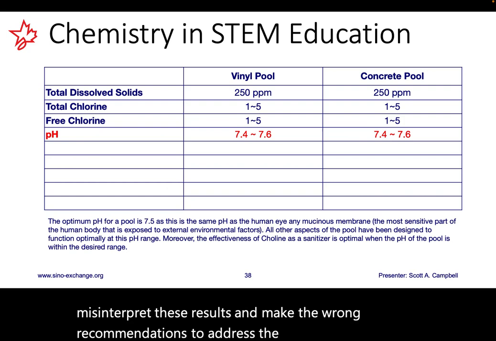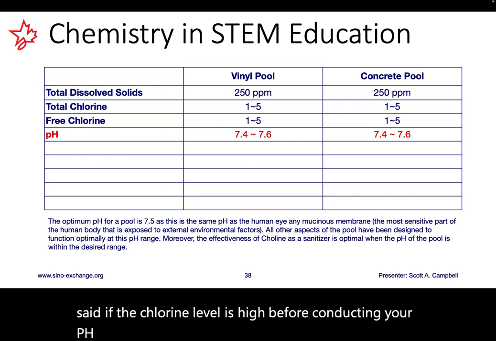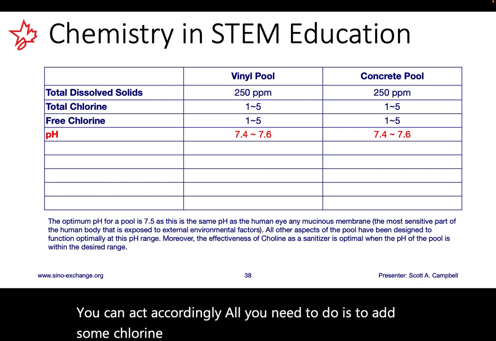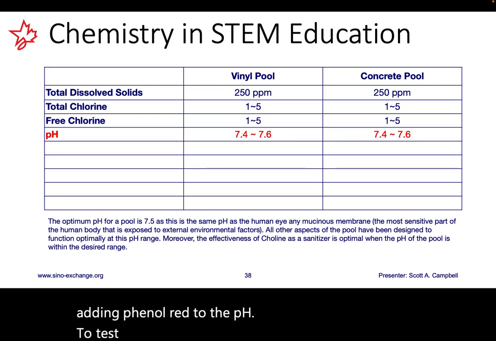That being said, if you know the chlorine level is high before conducting your pH test, you can act accordingly. All you need to do is to add some chlorine neutralizer to the water sample before adding phenol red to the pH test the pH level of the sample water.